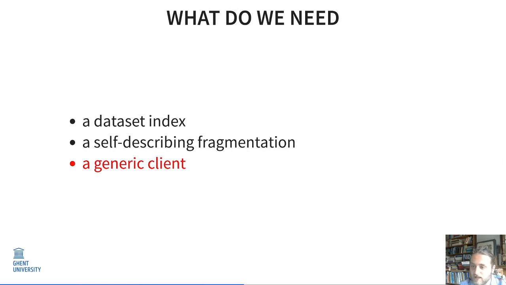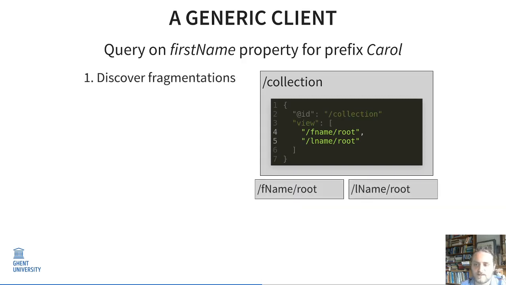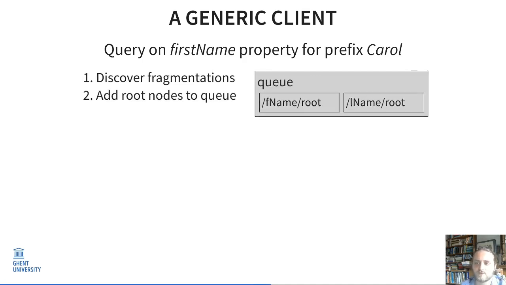So now that we have had a quick look at how we can describe such a self-describing fragmentation, we will need a client that is able to traverse the fragments of such a fragmentation and can evaluate prefix queries over it. So to do this, for example, if we look for an entity with a first name property that matches the prefix Carol, we first retrieve the collection object, and in this collection object we see that there are two fragmentations available and there are two root nodes linked. So we start out by discovering these available fragmentations, and we add these to a queue.